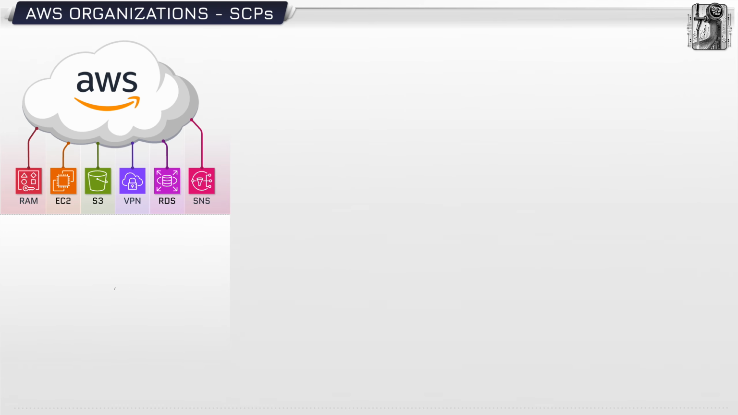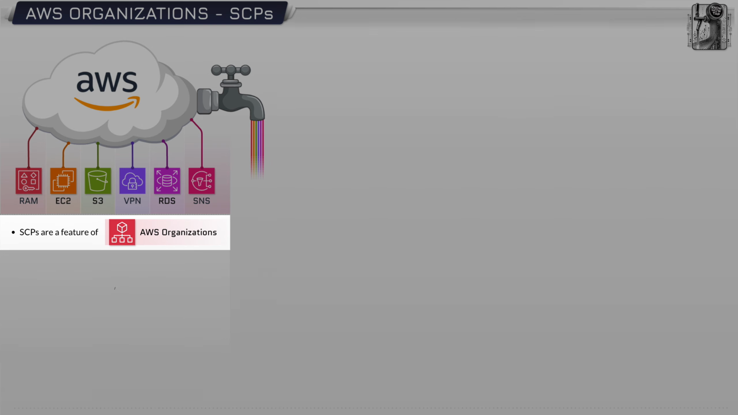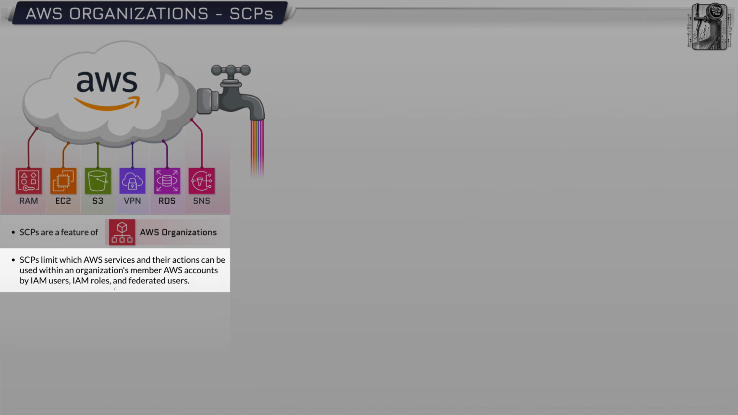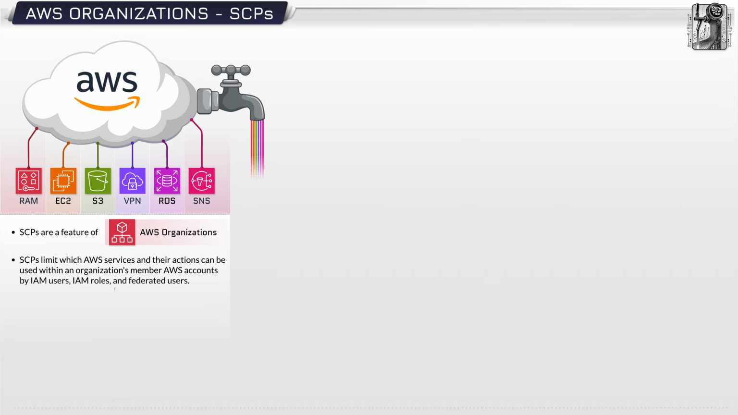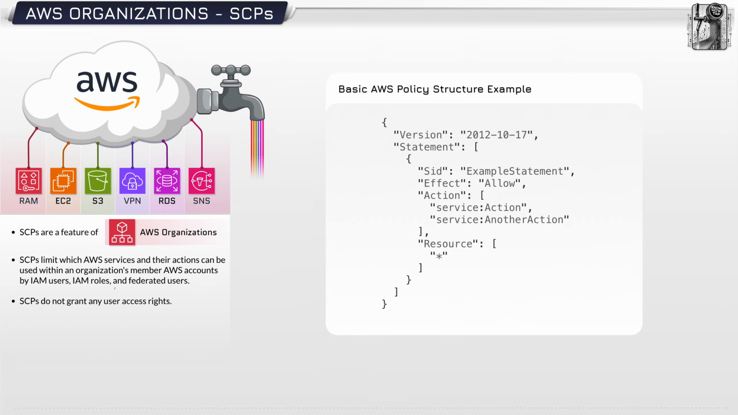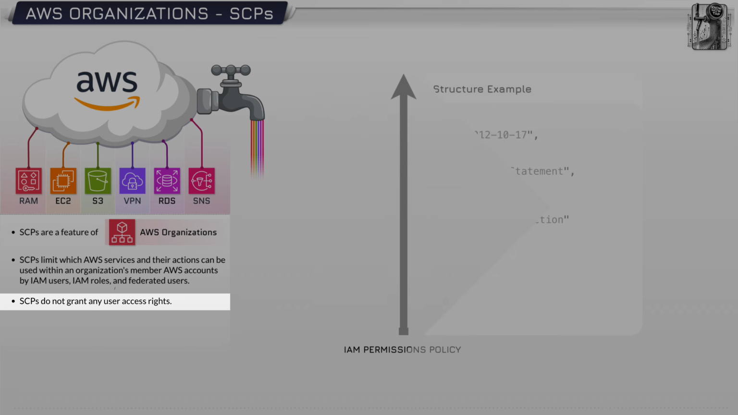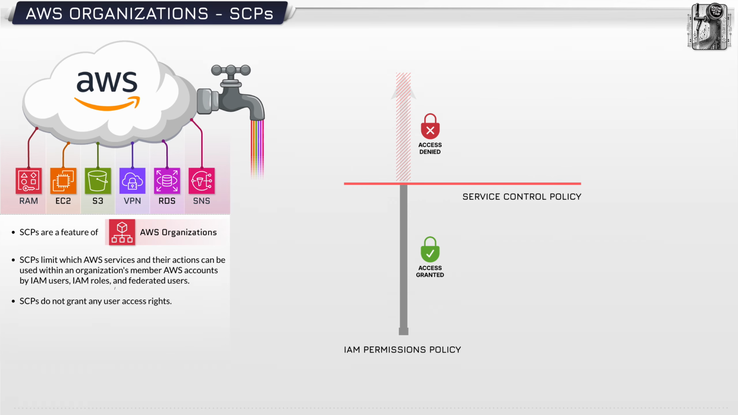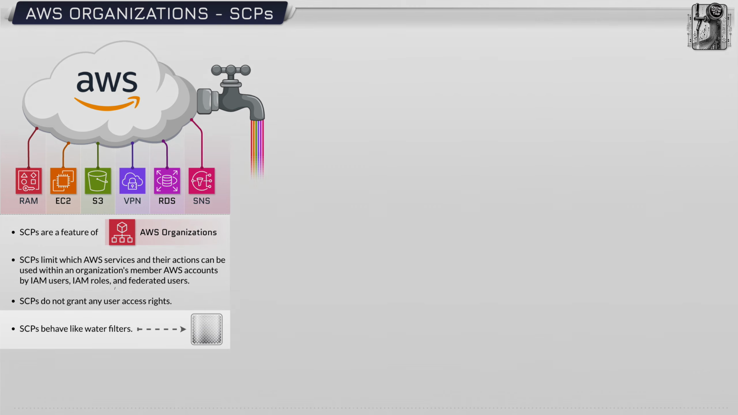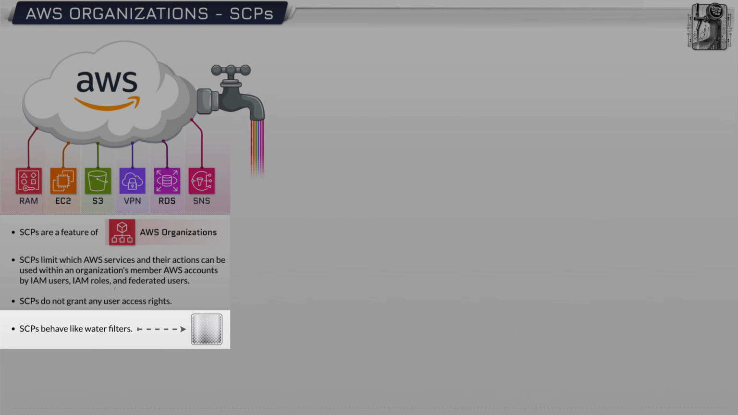Here is a simplified AWS setup, just 6 services, all flowing out of a tab. First, SCPs are a feature of AWS Organizations, and they define the upper limit of what IAM users and roles are allowed to do within an AWS account. They look like IAM policies, but they don't grant permissions. They set a ceiling on what existing IAM policies can actually allow. To understand how SCPs work in real life, think of them as water filters as we walk through this visual.